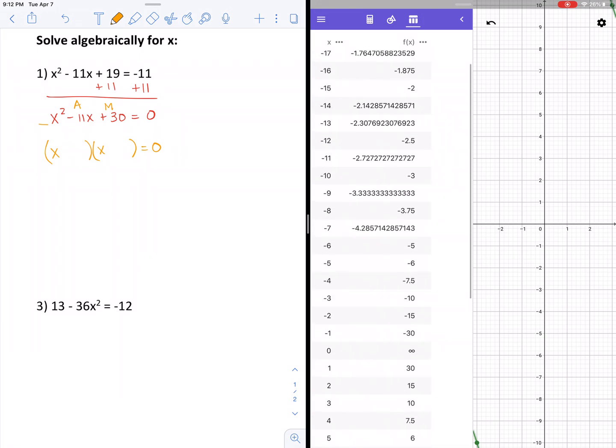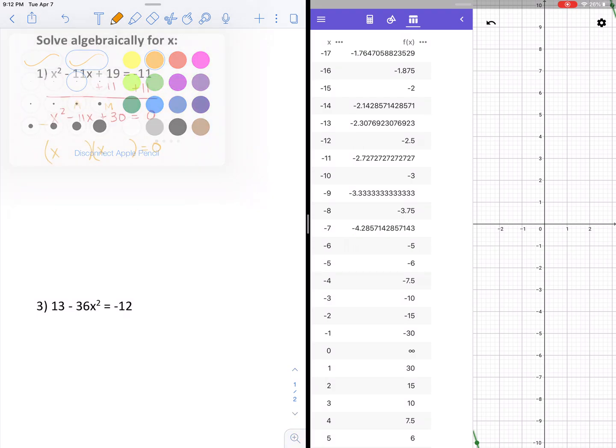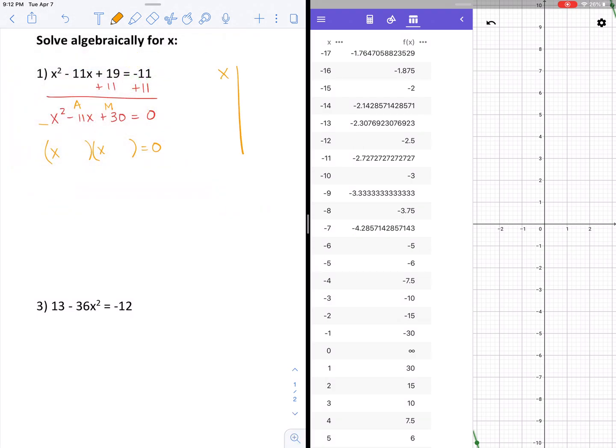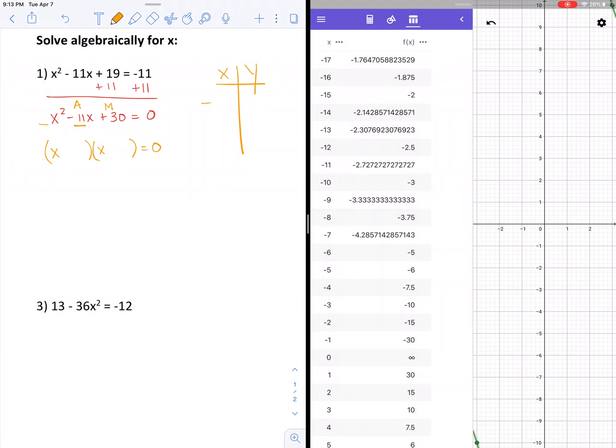Well, now thinking ahead, which I hadn't earlier, I could say to myself, well, I need them to add to negative 11. So would it be two negative numbers or two positive numbers? It's going to be two negative numbers. So looking, I see negative 15 and negative 2 multiply to positive 30, but don't add to negative 11. Keep going down the table. Negative 10 and negative 3, another pair of integral coordinates.